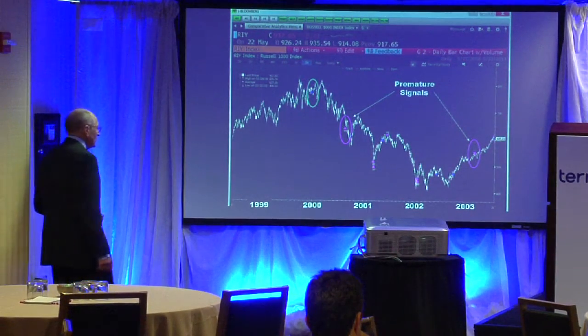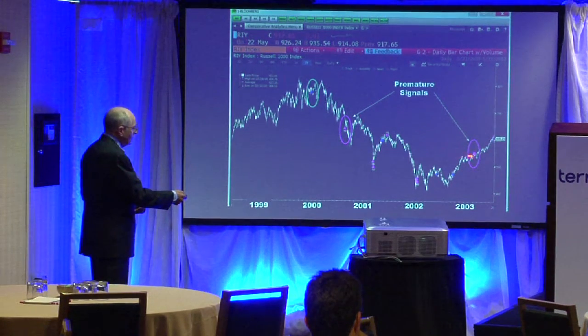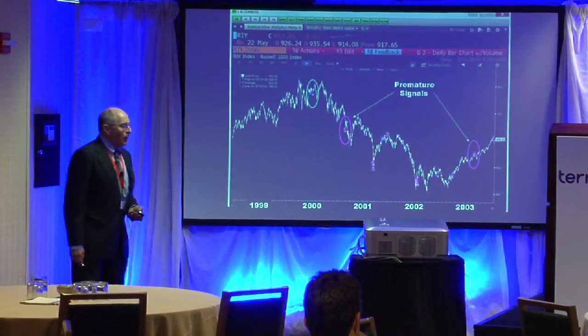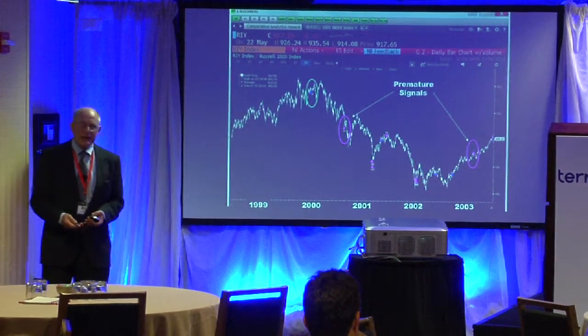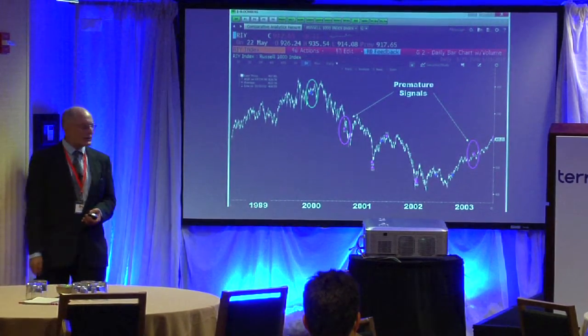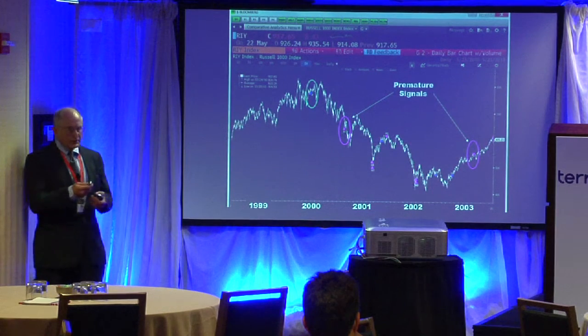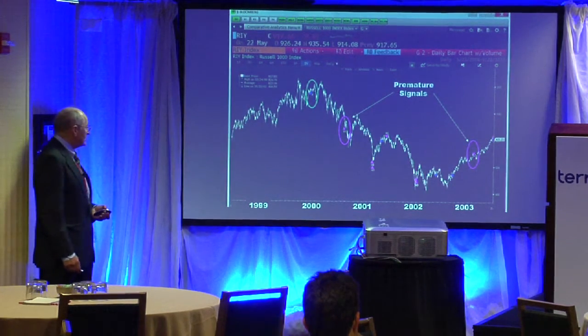Not all of these signals work out. Here are some premature signals. So part of this extreme Hurst signal is a filtering mechanism that tries to get rid of some of those. And that's where the interaction between Parallax and Hood River Research started.